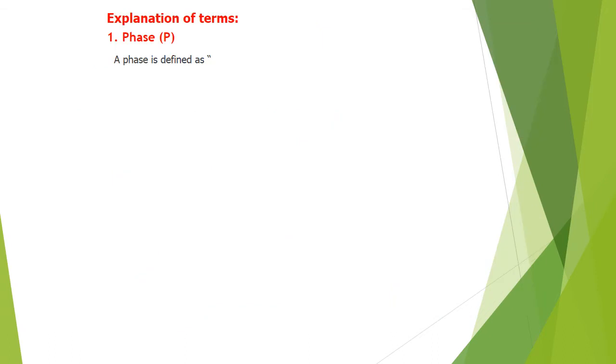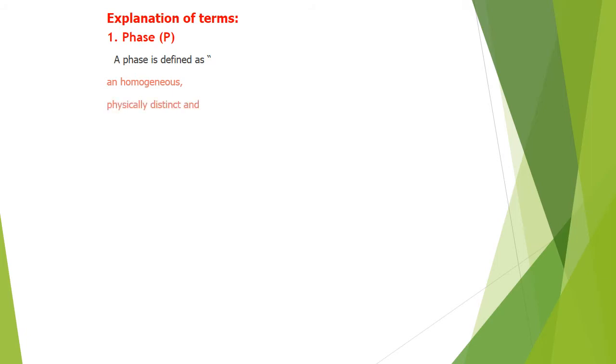Explanation. Let us see the first one, phase. How to define a phase? The definition of phase goes like this. It is a homogeneous system. Consider liquid water. It is homogeneous throughout. There is no molecule which is bigger, no molecule which is smaller. I cannot identify that. Everything is uniform, so they are homogeneous in nature.